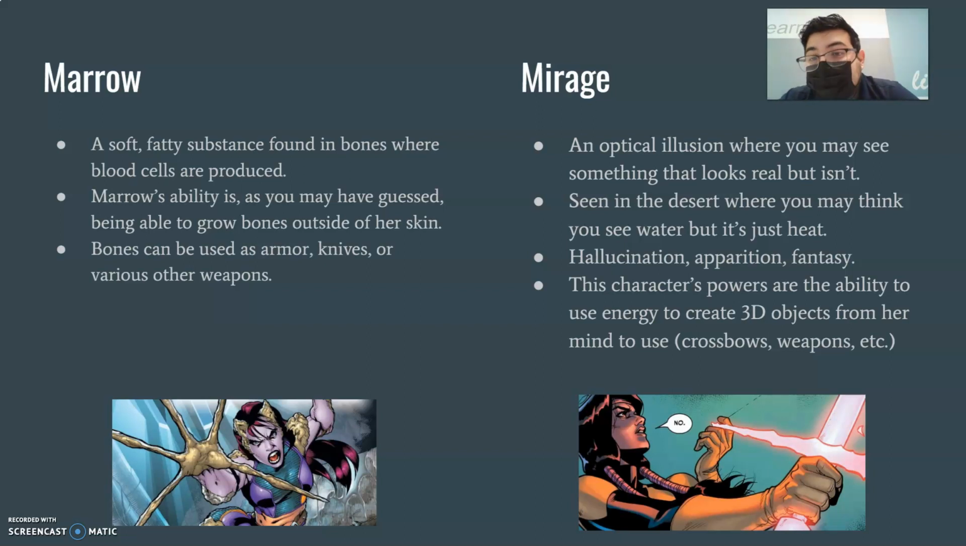And so it's a hallucination or an apparition. If you want to learn apparition, go watch the Harry Potter video. But it's a fantasy at the end of the day. This character's powers are the ability to use energy to create 3D objects from her mind. So she's using optical illusions to create 3D objects. A lot of the time, if she wants a crossbow, she just thinks of one and it comes out. She's also one of the only Native American superheroes, and she's a very prominent member of the New Mutants. So that's pretty cool.